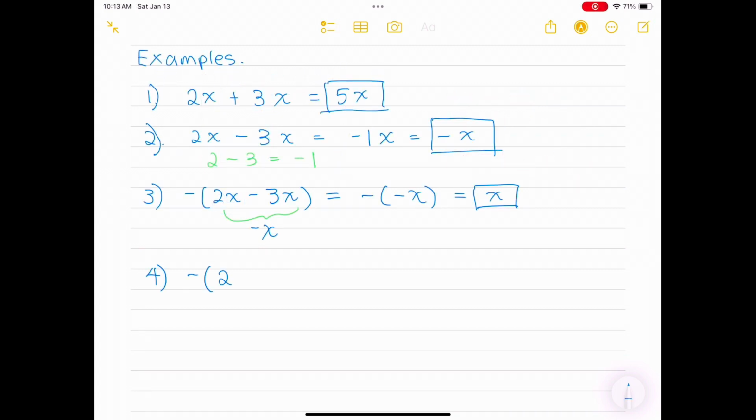Negative, open parentheses, 2x plus 5. In this case, we've removed the parenthesis by changing the sign of each term inside the parenthesis, treating the negative sign as if it is negative 1, multiplying each term within the parenthesis. So 2x will become negative 2x, and plus 5 will become minus 5. So the expression simplifies to minus 2x minus 5, and we box our answer.